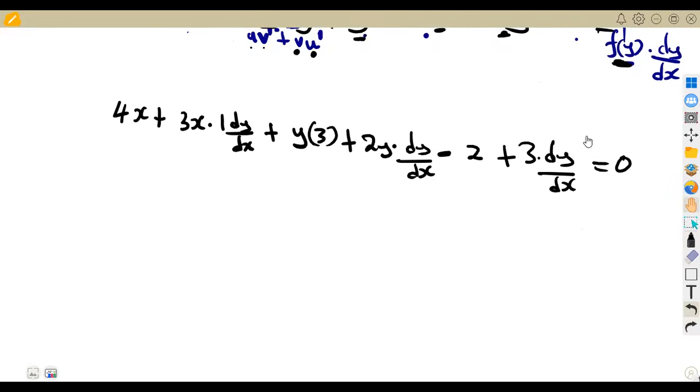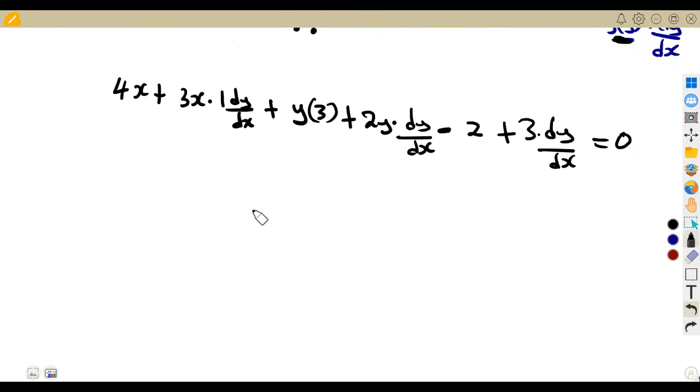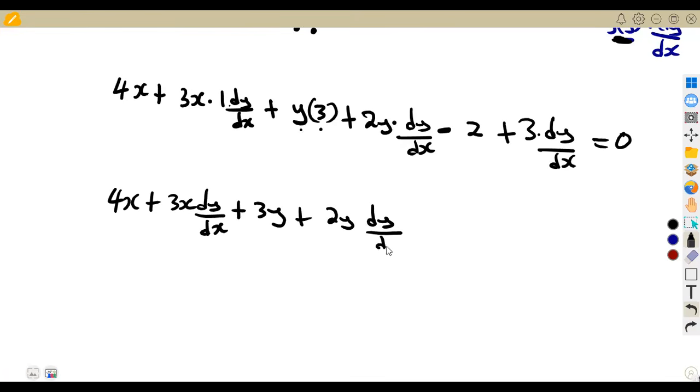Collect your terms together. That is got dy/dx. We can just combine our terms, or before that we can just rewrite in a way that is understandable. That is 4x here. Here you multiply 3x times 1, which is going to be 3x dy/dx. All right, y times 3, that is going to be 3y here, plus 2y dy/dx. Okay, minus 2 here, plus 3 dy/dx. So it's just rewriting so that we properly see our terms.